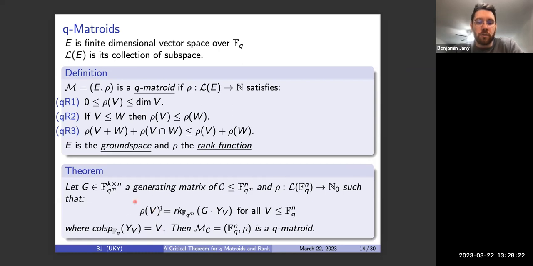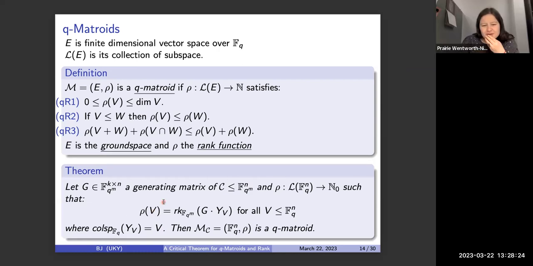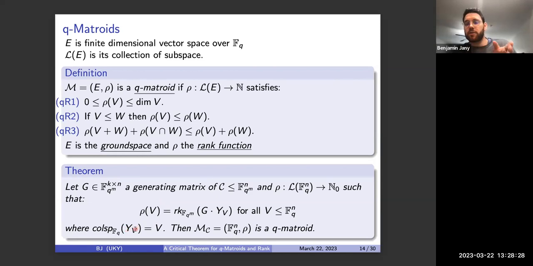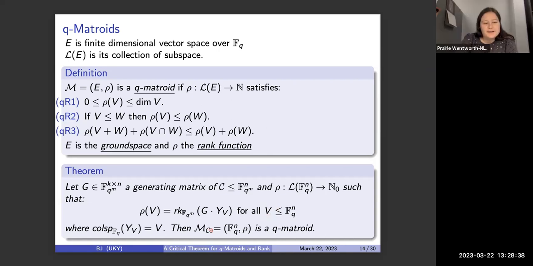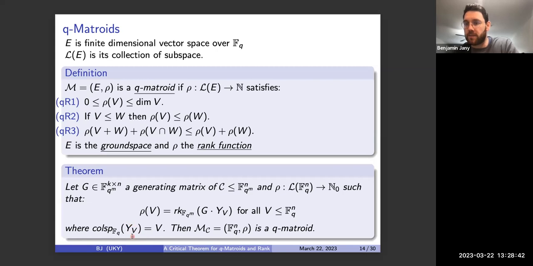And so it was shown. This matrix, where is this matrix coming from? Y sub V is just a choice of matrix such that the column space of that matrix is the space V that we're considering. So you can really choose any, as long as the column space of this Y sub V generates V, you can choose any such matrix. Yeah, thank you.